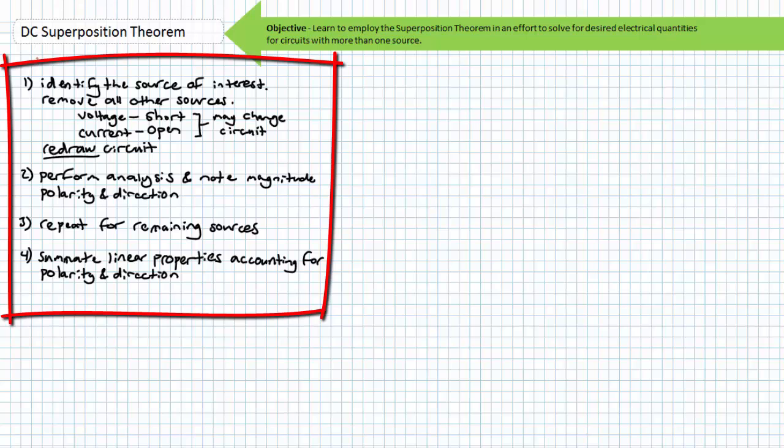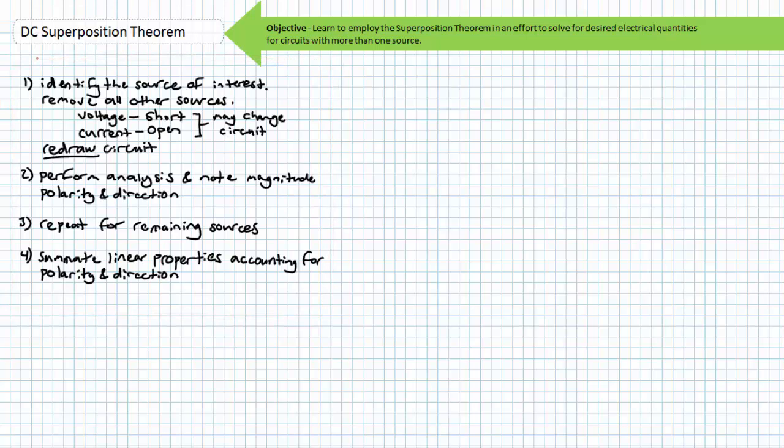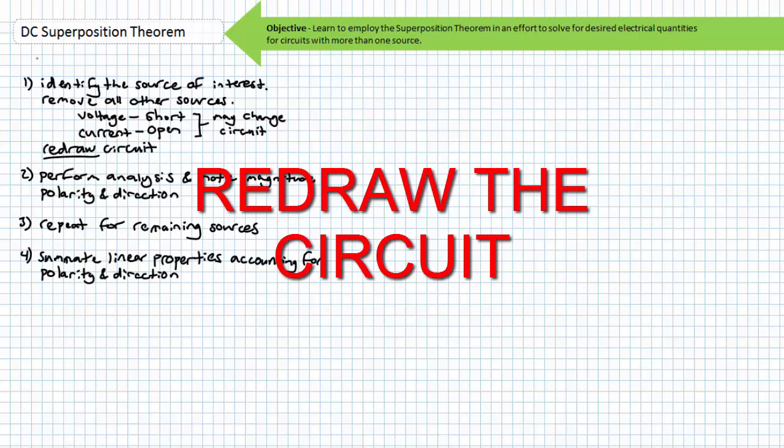Here's the procedure I use to employ superposition theorem to solve for desired electrical properties. We'll go over each step in detail during the illustrated example problems. However, the 4 general steps are as follows. 1. Identify the source of interest. Remove all other sources from consideration. Current sources are removed by substituting an open circuit. Voltage sources are removed by substituting a short circuit. Be warned that substituting an open or short may fundamentally change the nature of the as-analyzed circuit. Redraw the circuit. Note that I've underlined this particular passage. To clarify, I am asking you to redraw the circuit.